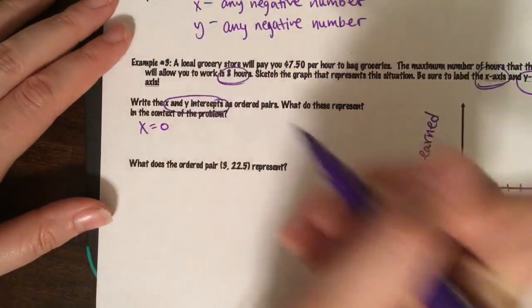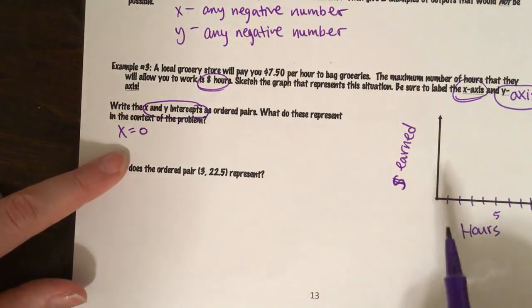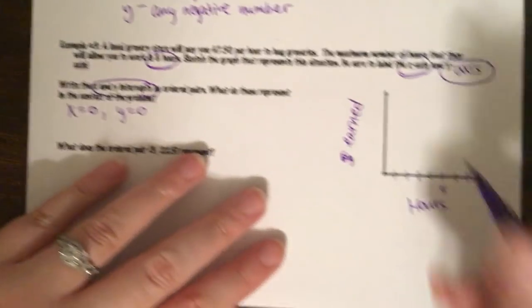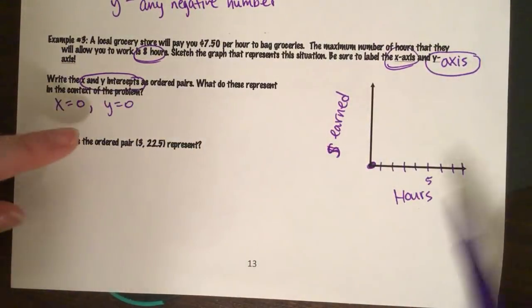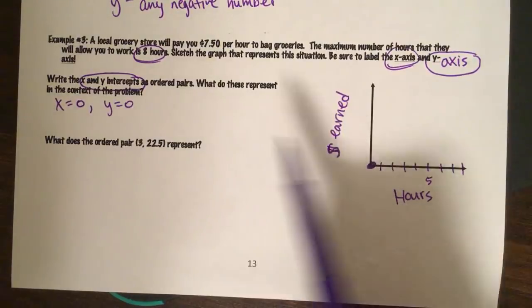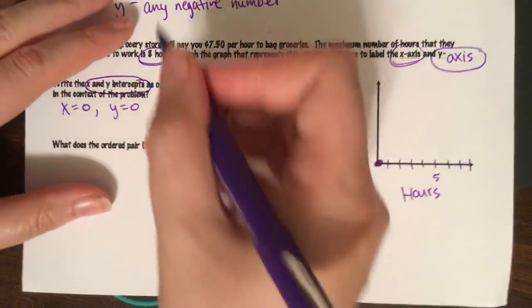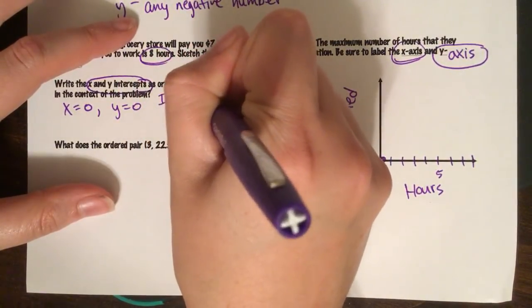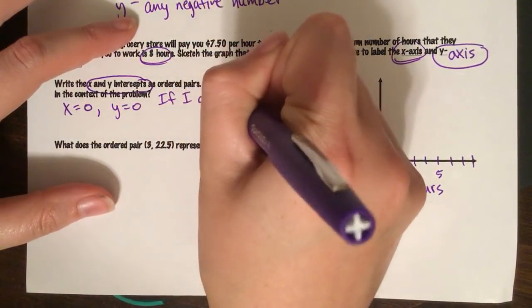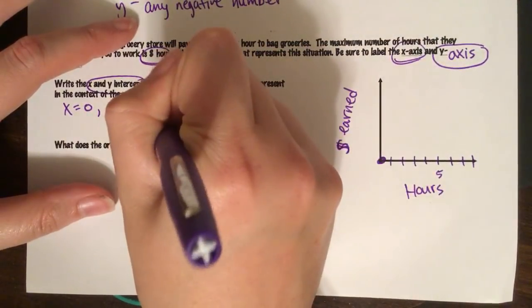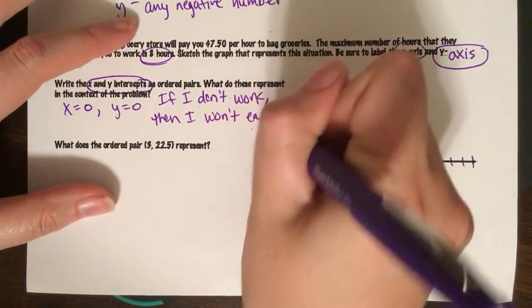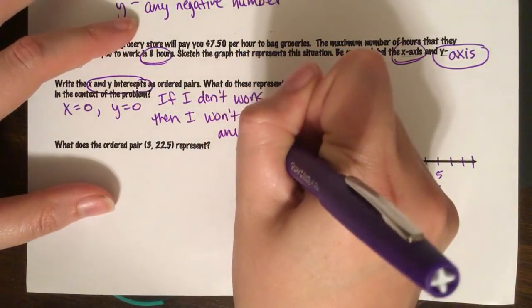Okay, so let's think this through. If x equals 0, x is time. So if I work 0 hours at the grocery store, then y would be 0, right? Nothing worked, nothing earned. So what do these represent in the problem? If I don't work, then I won't earn any money.